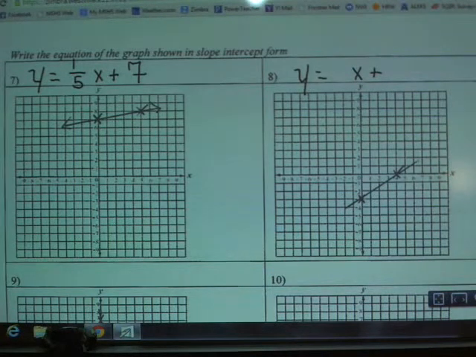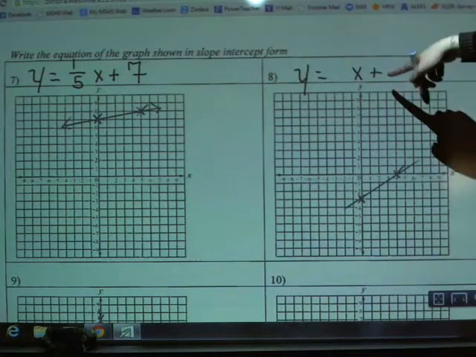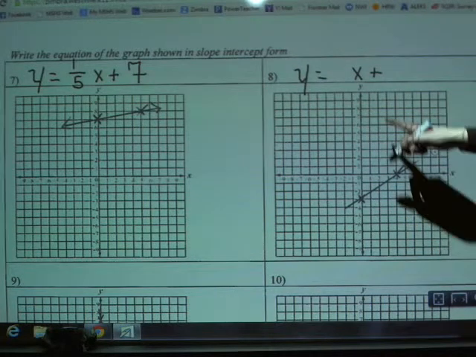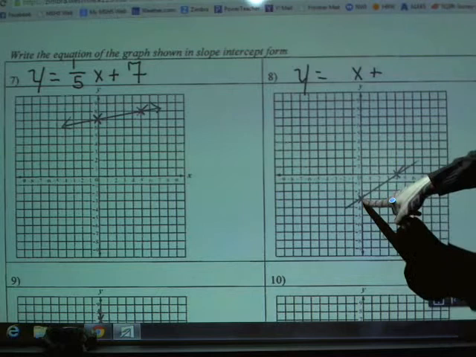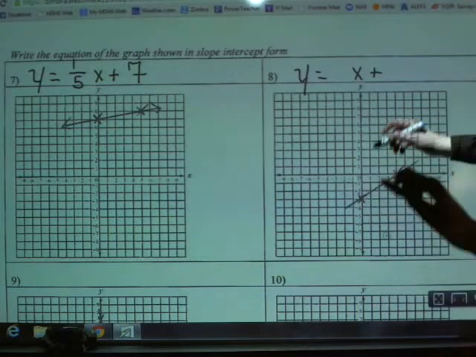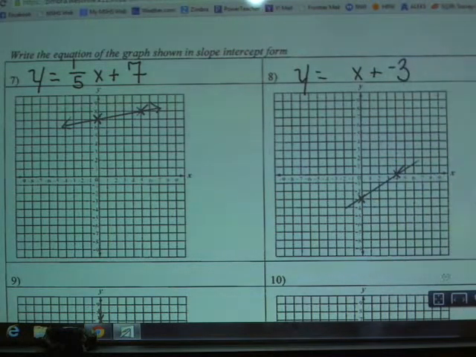Finally, looking at number 8, again, we'll start off here and fill in this y-intercept number, what's going to be here at the end. Here on the y-axis, I find that the graph goes through at negative 3. So my b value here is going to be negative 3.